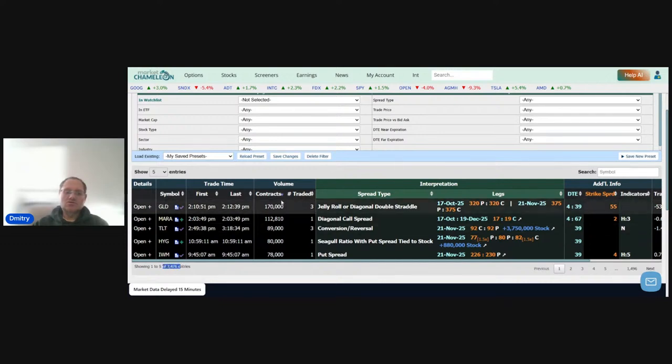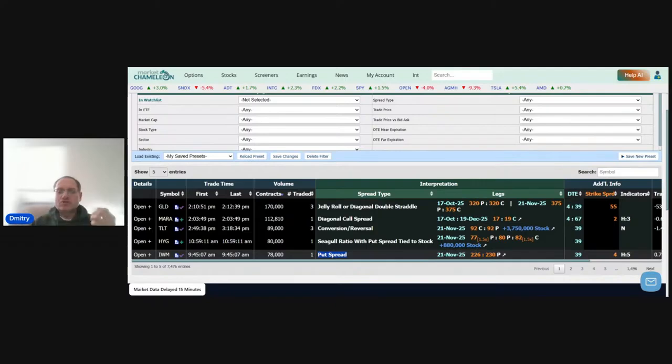Okay, so these are sorted by the highest volume. So you could see here in GLD, this detected a trade that looked like either a jelly roll or diagonal double spread. So sometimes it's hard to really figure out. Could be multiple potential strategies. So this is looking at this potential, could be two different strategies, this one or that one. But here's a put spread, for example, in IWM, the November 21, 226, 230 put spread.